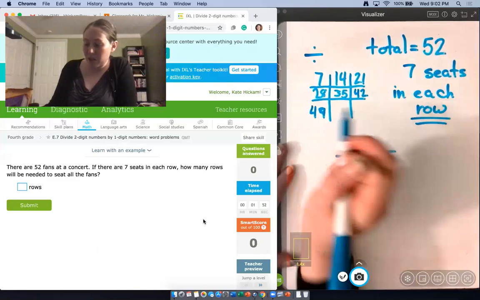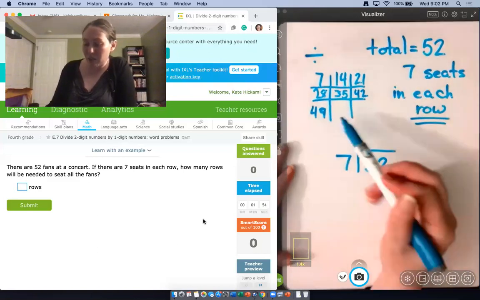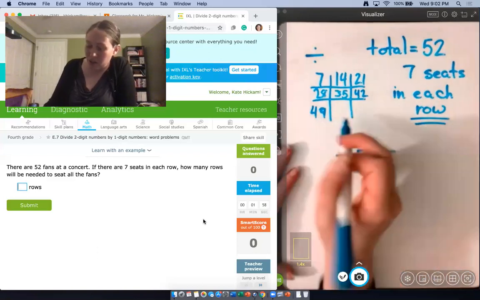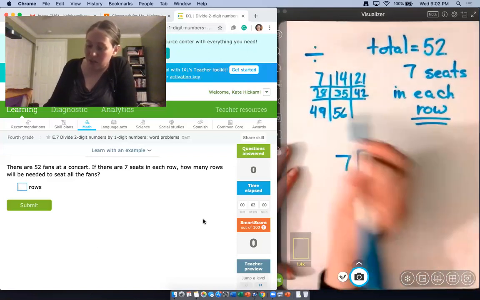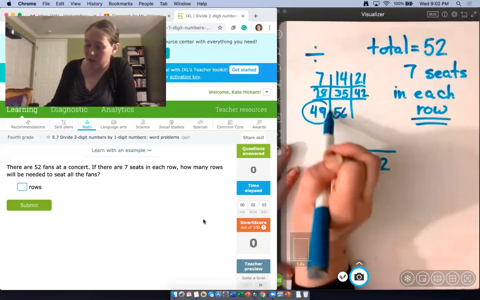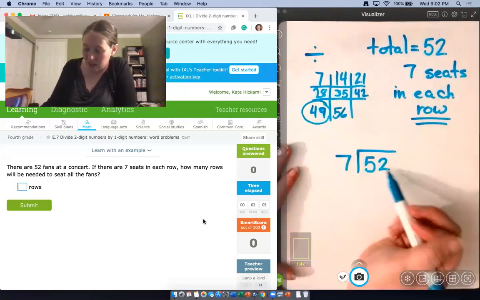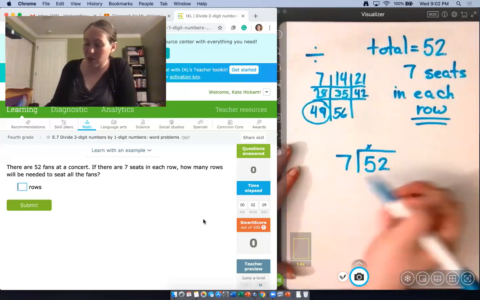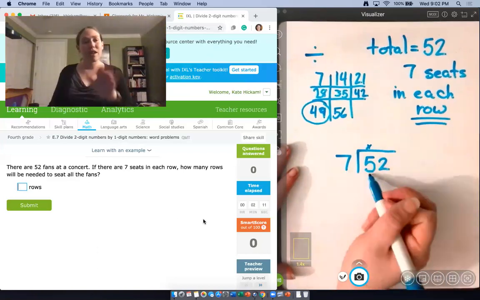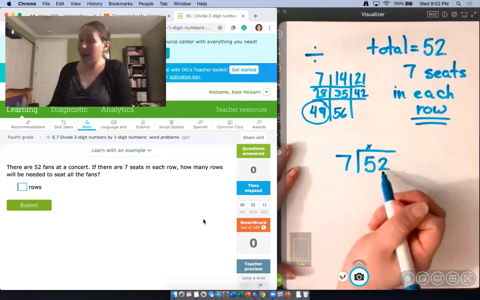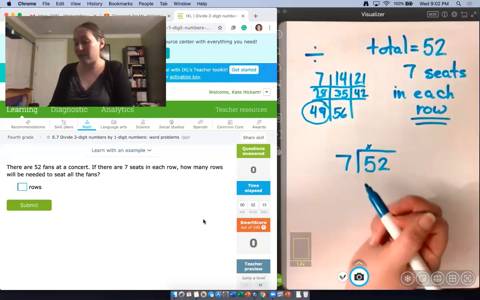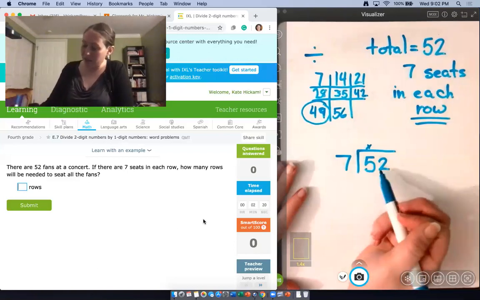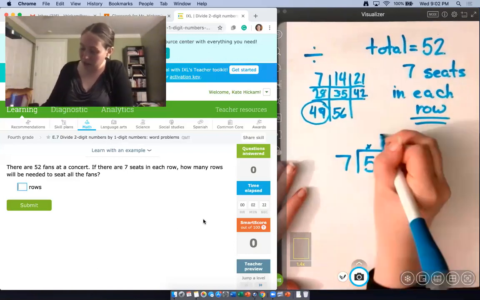So if this number is too big, then I'll have to stop. So this is 56. Oh, too big. So I have to go with this one. 7 times what equals 52? Well, 7 goes into 5, it doesn't, but 7 goes into 52 7 times. 7 times 7 is 49.